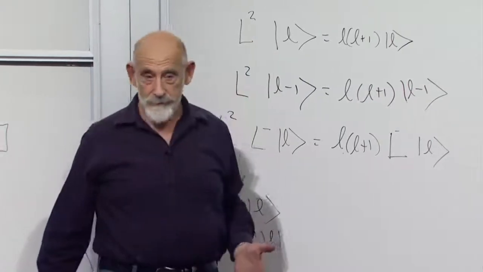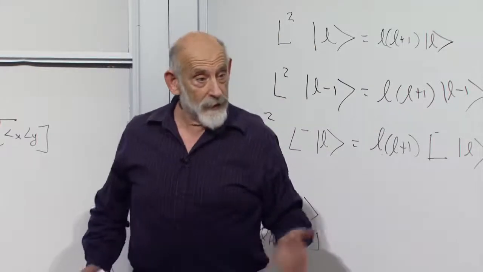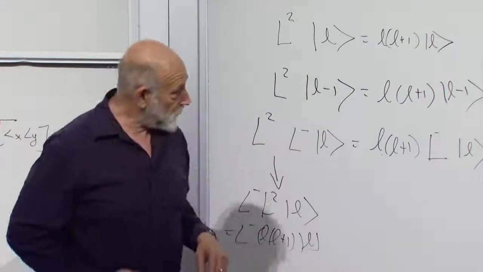What about L minus 2? What about the next state down? Same thing. We just go down till we run out of states.